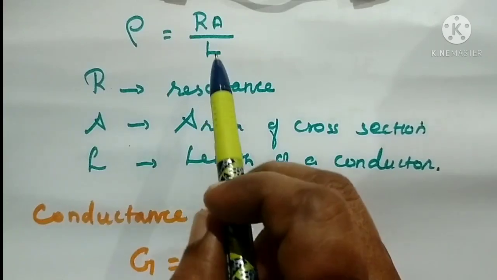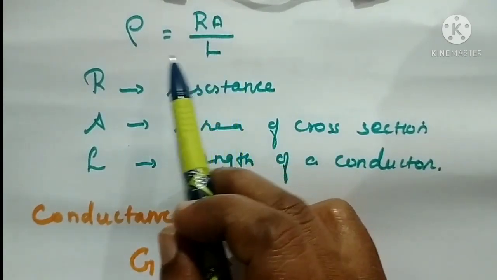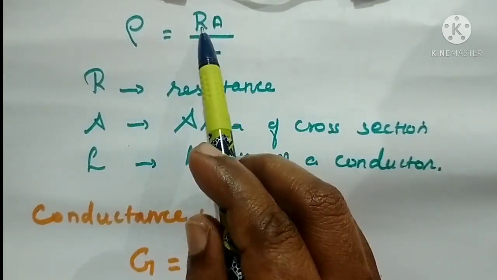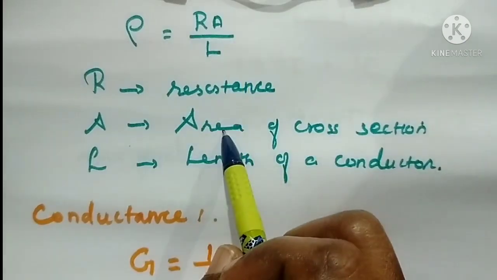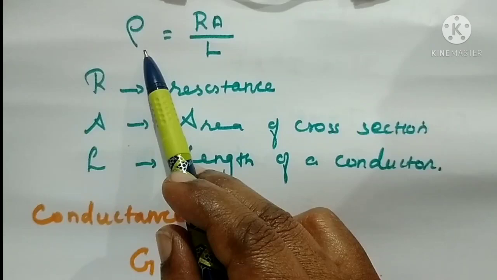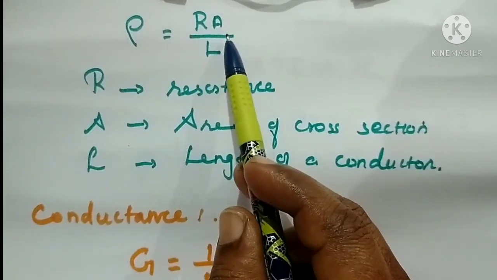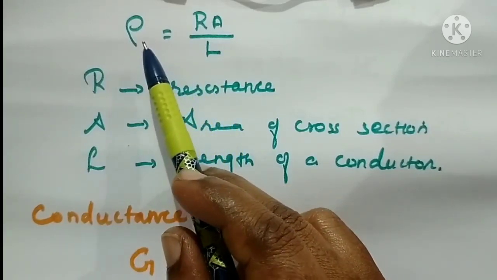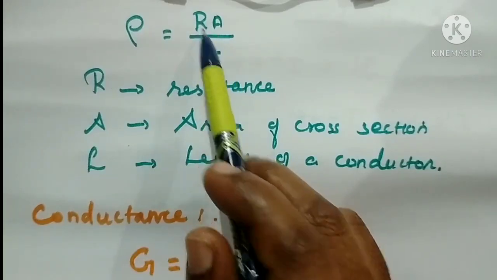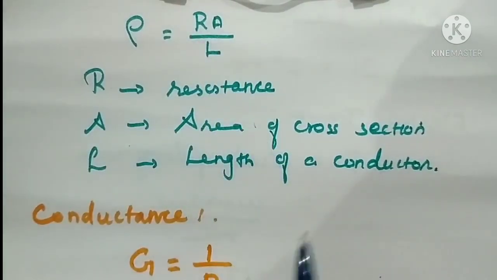So from that we can find the value of electrical resistivity. Electrical resistivity is equal to resistance into area divided by L. What's the formula? Rho is equal to R A by L. Here R represents the resistance, A is the area of the cross section and L is the length of the conductor. Please remember the resistivity formula, R A by L.